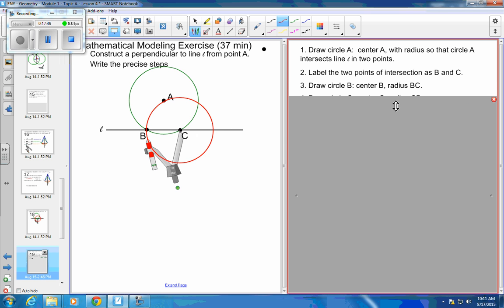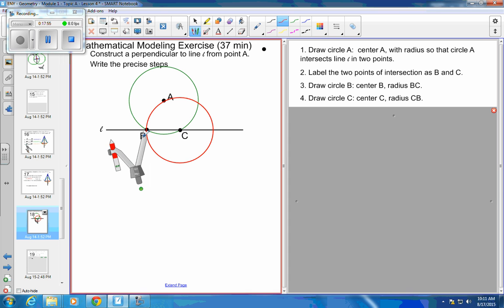So draw circle B centered at B. Well, I did C, sorry. Circle C centered at C, radius CB. And then I'm going to move my compass over and do the same thing. I'm going to do circle B centered at B, radius CB. So I'm not adjusting my compass here. I did adjust my compass, and I'm just off a little bit from where I was before.